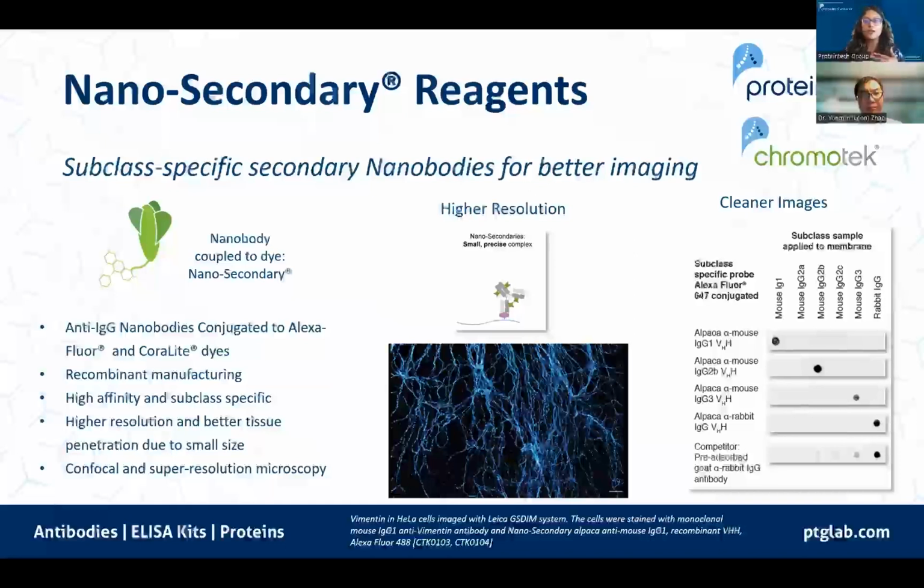They also have very high affinity for binding to primary IgG antibodies in a subclass specific manner. And so this is going to result in cleaner images. So you can see an example of this here on the right, where you can see that each nanosecondary that was tested only recognizes one subclass of IgG compared to the traditional rabbit secondary that you can see here at the very bottom that we obtained from a competitor, which recognizes the rabbit IgG, but also some other subclasses of mouse IgGs.